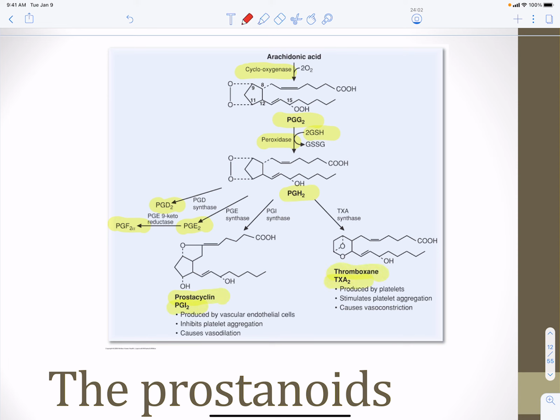So what's important to note about these two is these two often are opposite of each other. So when you have thromboxane activated, oftentimes to counter it, you will get prostacyclin or prostaglandin I2 activated. So one's going to cause vasodilation, one's going to cause vasoconstriction, one's going to activate platelets, one's going to inhibit platelets, etc. So those two in balance are extremely important. They're antagonistic of each other.